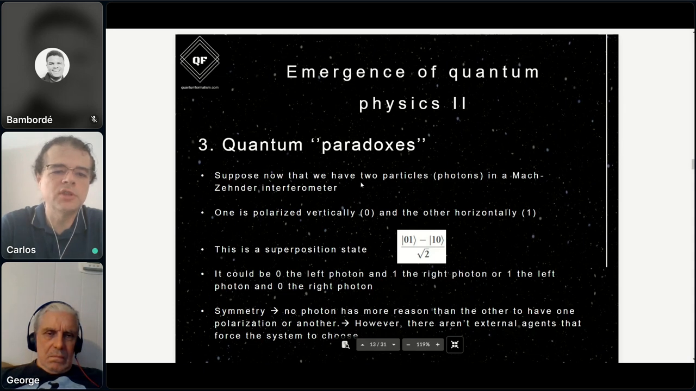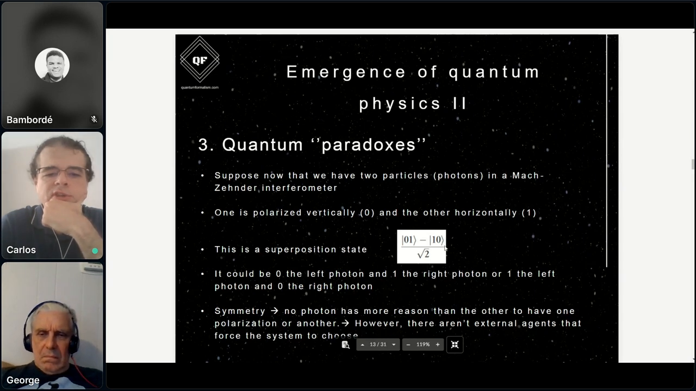And one of these photons is polarized vertically. I'll call here zero. And the other is polarized horizontally. I'll call one. So this is called a superposition state of the two photons. I can have a superposition state for one photon, or for the two photons, the superposition is something like that. I mean, we'll see the bracket notations and we'll see the math. Don't be worried about the math now, just so you have a quick idea.